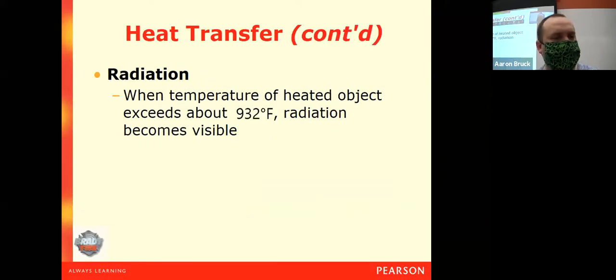And then finally, radiation. Radiation is the outward transmission of heat in all directions from a hot substance to the surroundings.